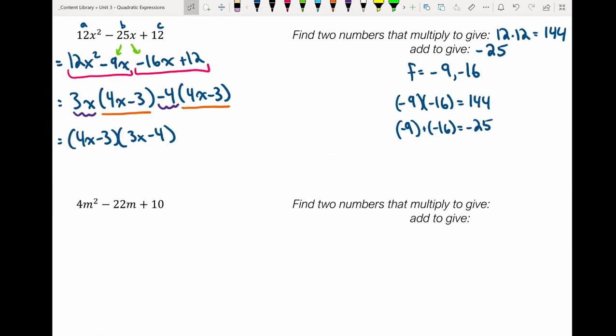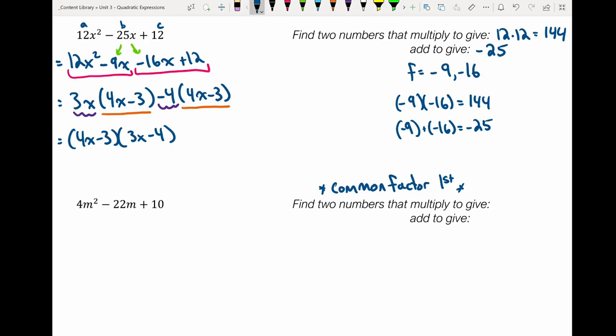In the next example, 4m squared minus 22m plus 10, again, I can go through and try to find my multipliers or my common factors. But there is something that I can do first. Right? And the first step, what you always want to look for, and I know we haven't mentioned it in the last couple ones, is we want to common factor. So you should be looking to common factor first always. In the last examples, there isn't anything that we could have common factored, so we haven't missed anything.